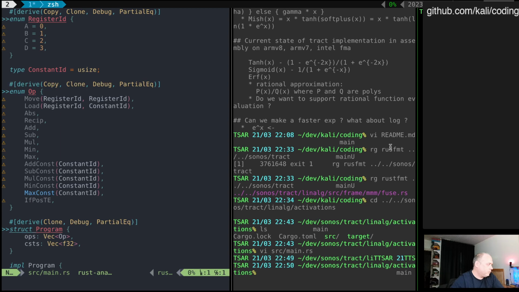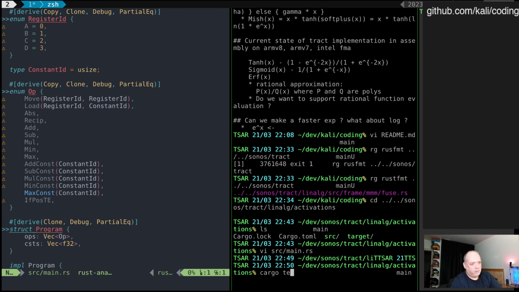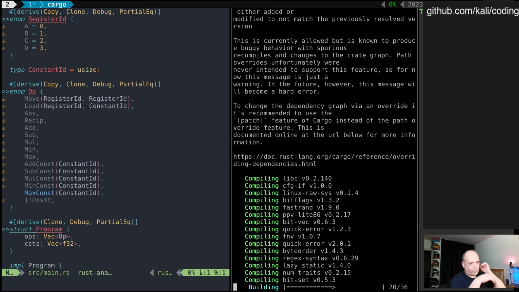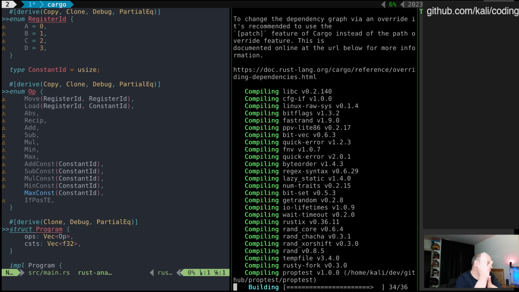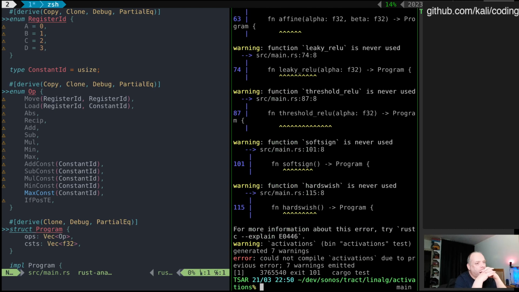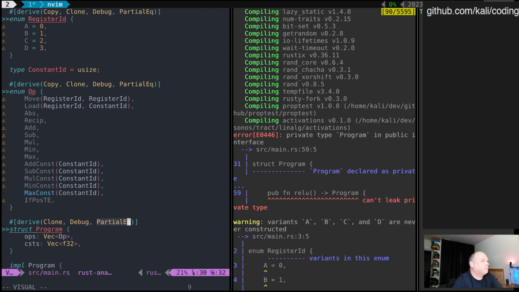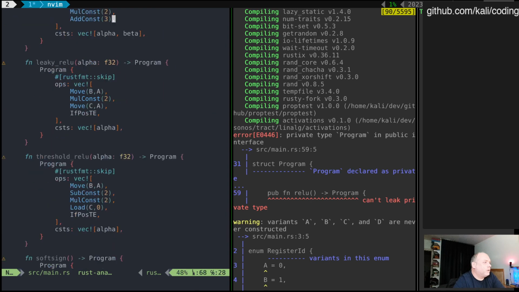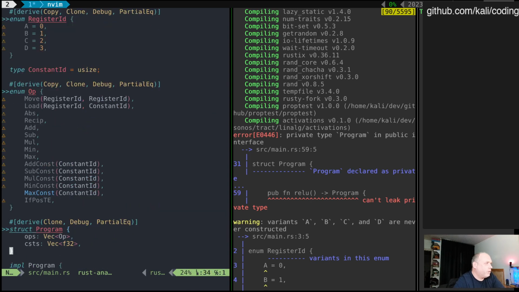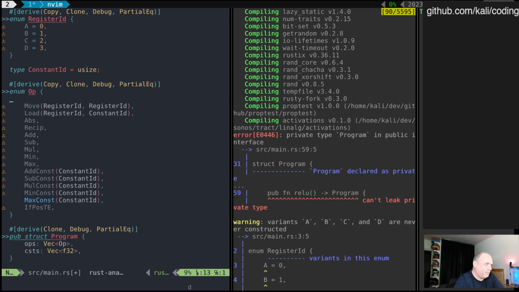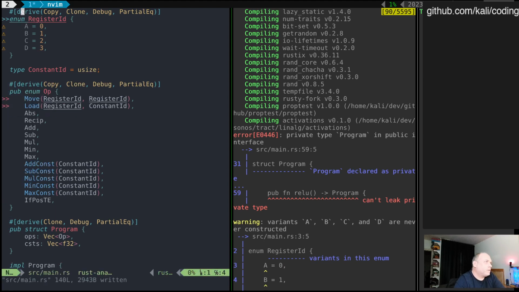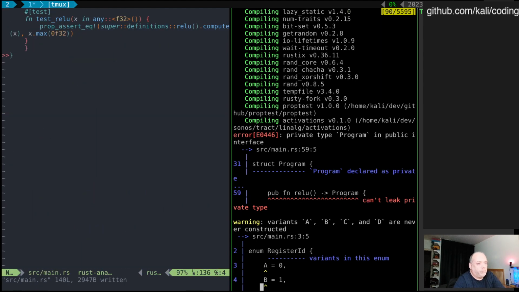Yep. Not too bad. Okay, cargo test. What's happening? Can't leak private type. Okay. Pub fn ReLU returns the program. Program needs to be pub. Yep. Everything needs to be pub. That's okay. Pub. Thought it was compiling. Not sure what I missed. Here we go.